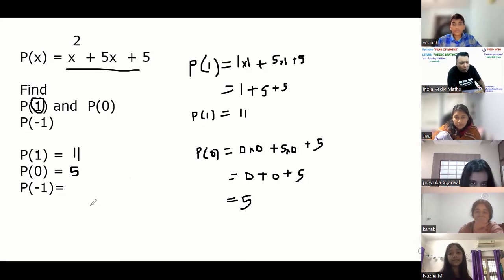Got it matched. Now who can try P of -1? Let's see. Mishita got it. Naja got it, but Naja, you're getting -1. Check. Almost there, Naja.